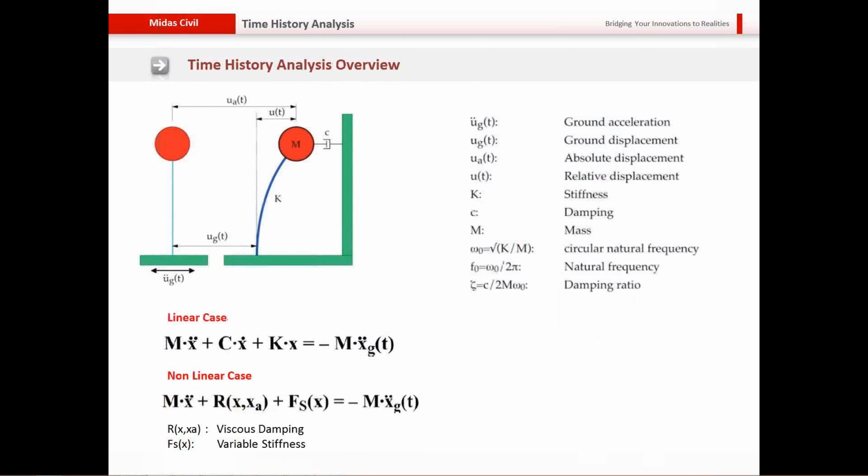So this slide gives a very brief and very basic overview of time history analysis. So here you have, for the linear case, the basic equation of dynamics, which is slightly different for the nonlinear case, wherein two additional factors come up. That is the factor for viscous damping and a factor for variable stiffness.